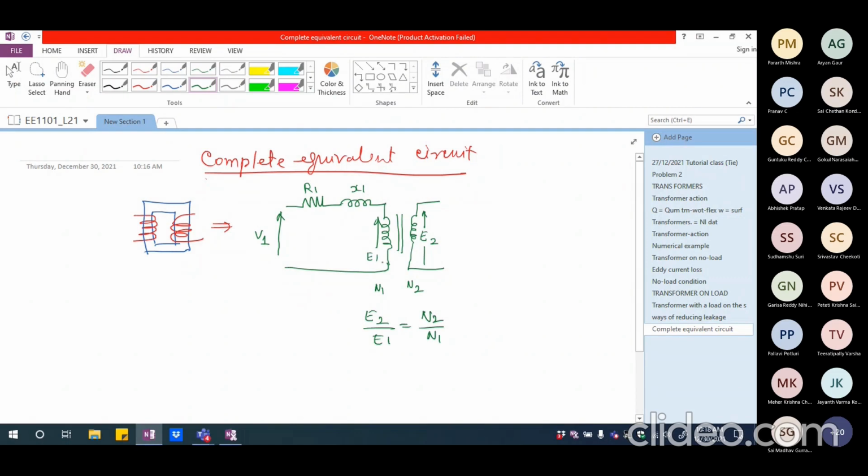And E2 is what is contributed by the mutual flux, and the mutual flux is established after whatever has been eaten away by the resistance of the winding in the form of a voltage drop and the leakage drop, whatever I have got. So now after this, I will have definitely resistance of the secondary winding, and I will have the leakage reactance of the secondary winding, and I'm going to connect the load here.